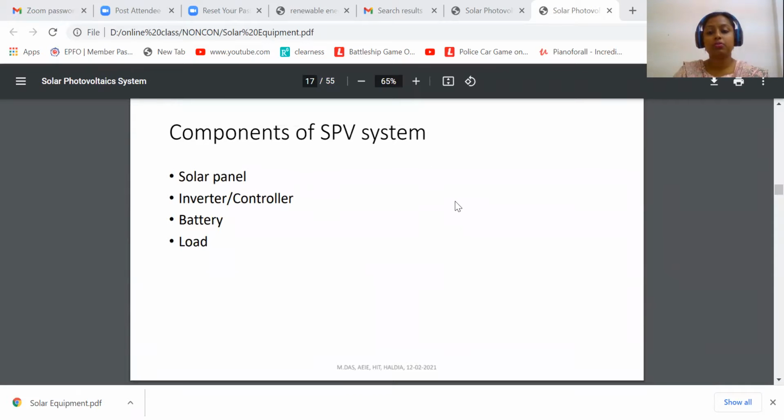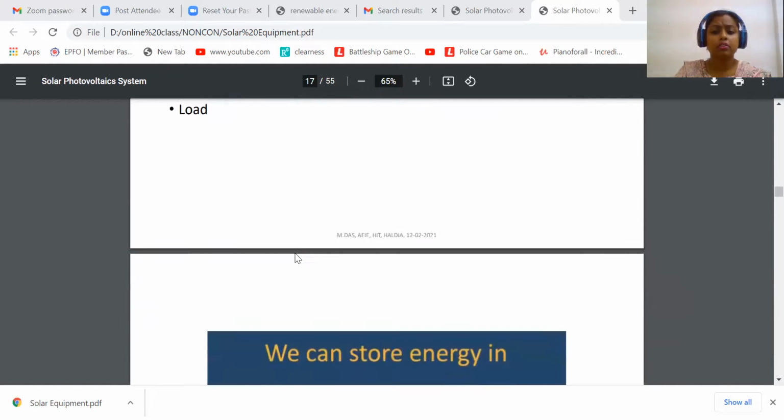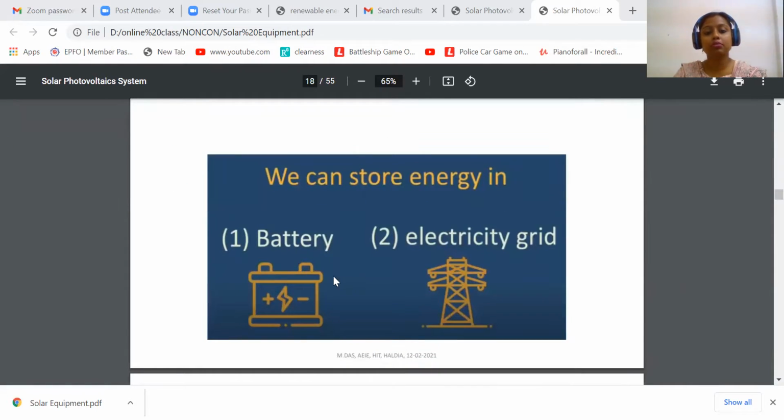So what are the components? If we want to design a particular solar photovoltaic system, meaning we want to give energy to the load, then different components are required apart from the solar panel. The components are inverter, controller, battery, and load. We can store energy in the battery, or we can store it in the grid. If there is excess energy generated apart from what the load needs during the daytime, it can be stored in the battery, or the excess energy can be put onto the grid.